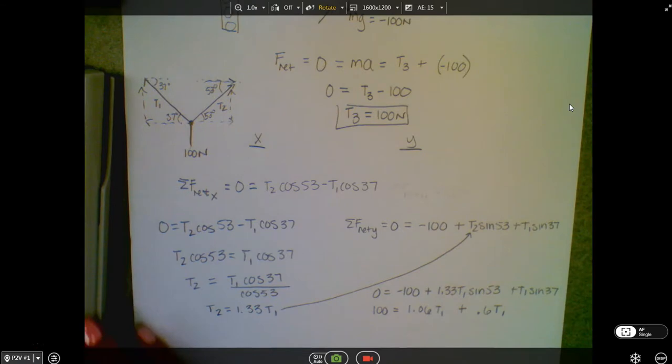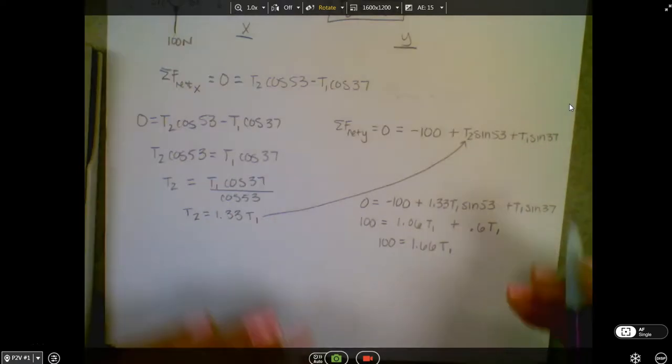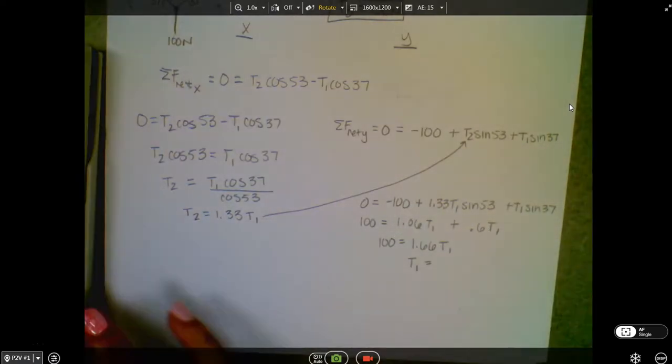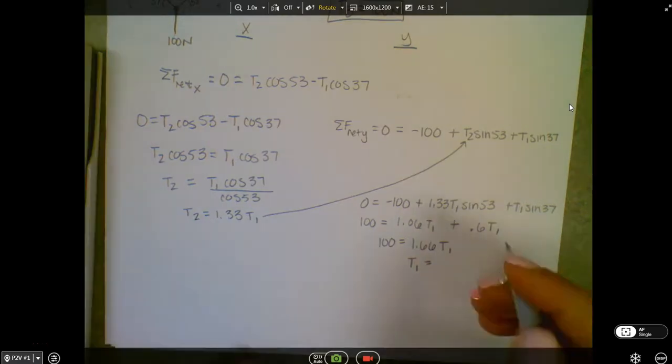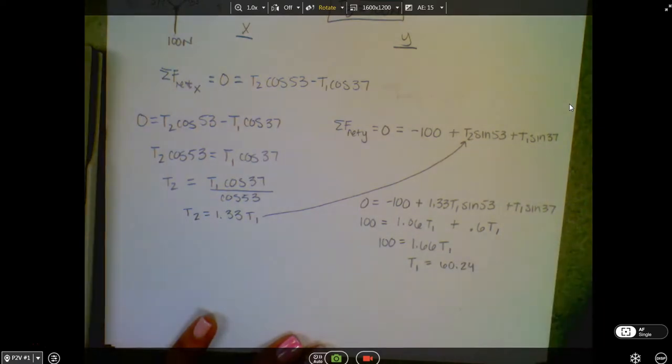So then I can add like terms. And I get that 100 equals 1.66 T1. Divide everything by 1.66 T1. Or sorry, divide everything by 1.66, and I get T1 equals 60.24. Since it's a tension, that means it's a force, so it's going to be in newtons.